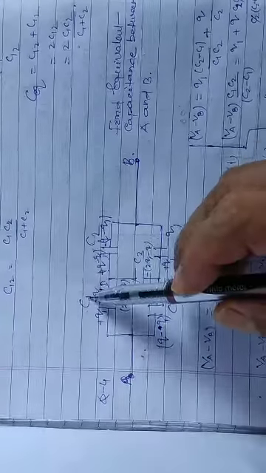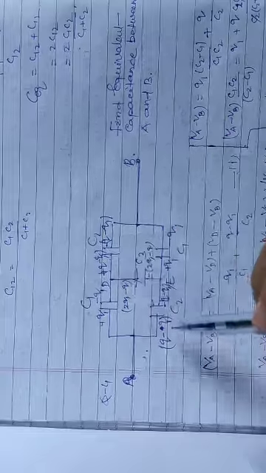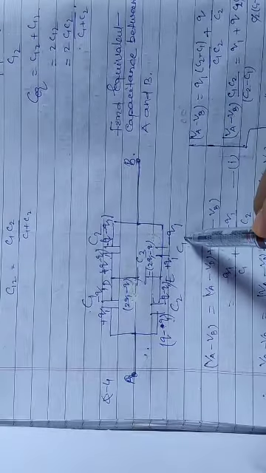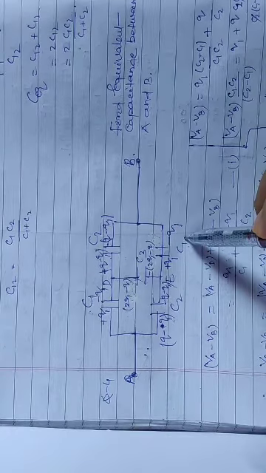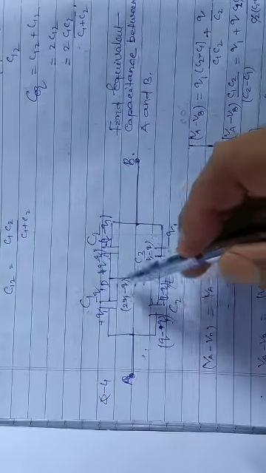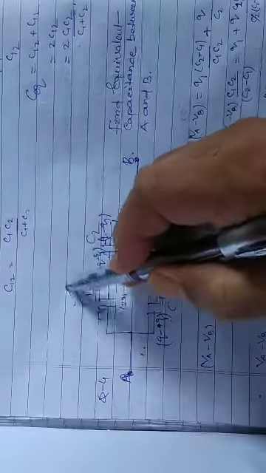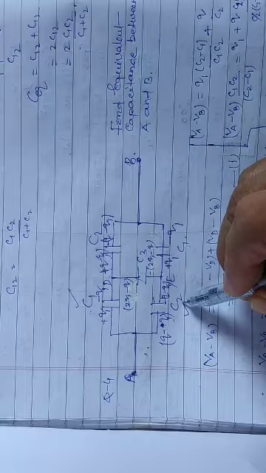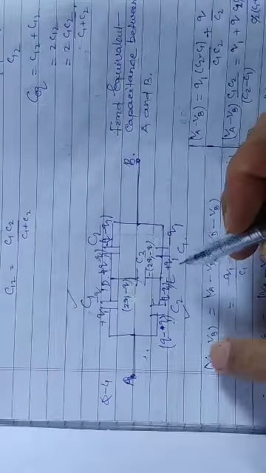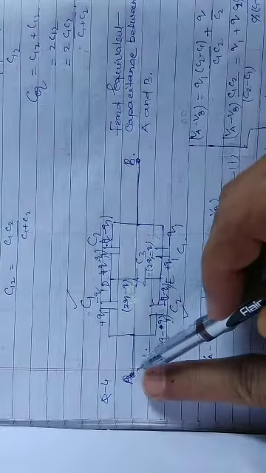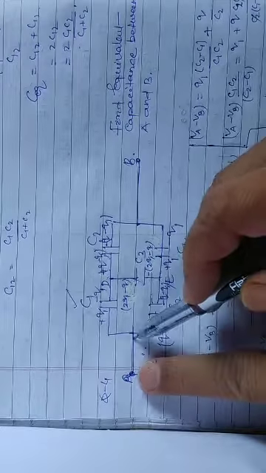If C1 is here and C2 here, and on this side it is C2 and this side it is C1, then D and E will not be at the same potential, because here it is C1 and here it is C2. So we have to go for charge distribution. Let us see, this end supplies positive charge.